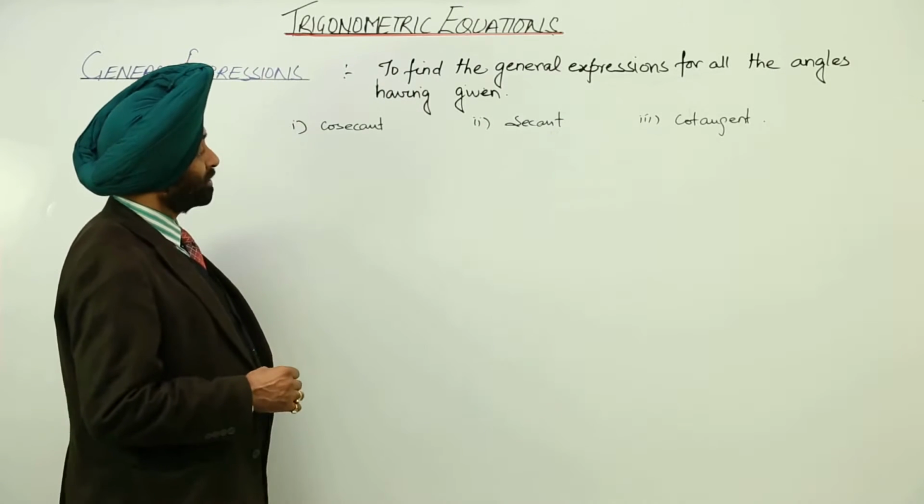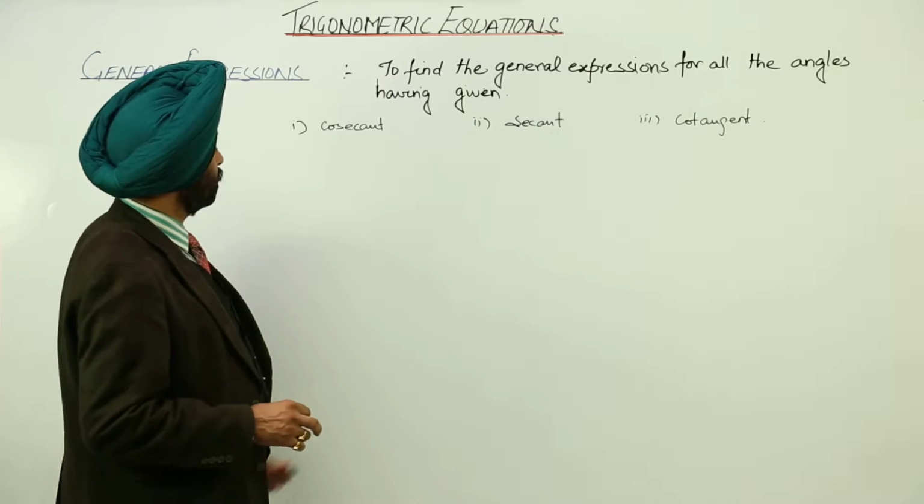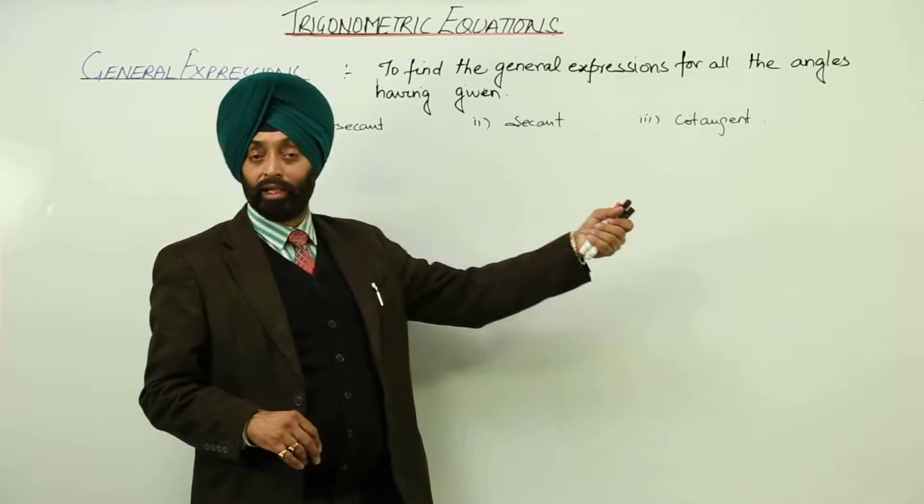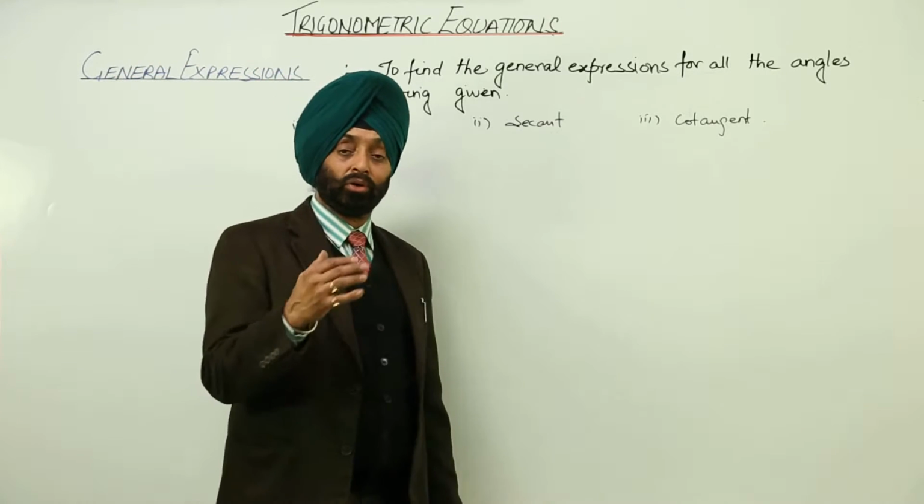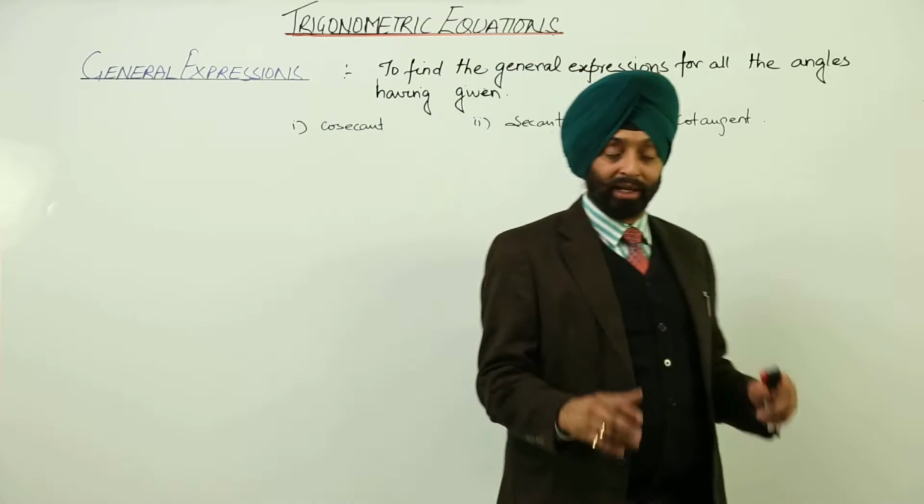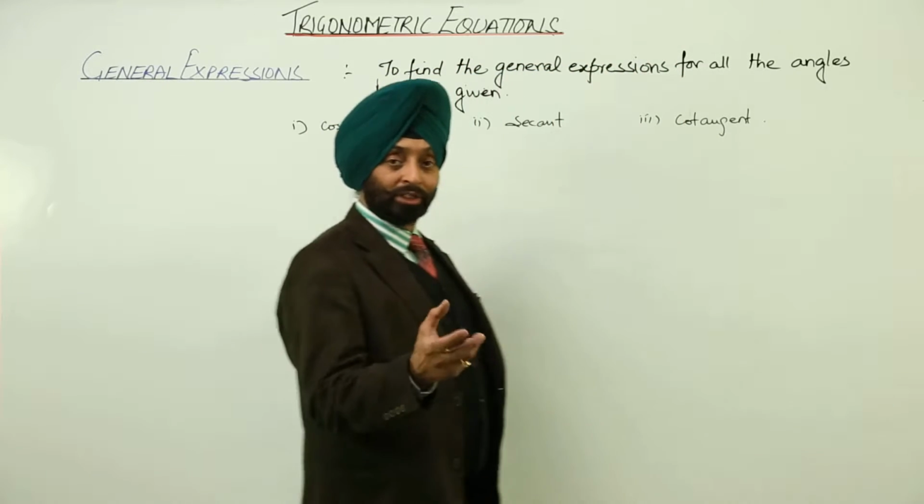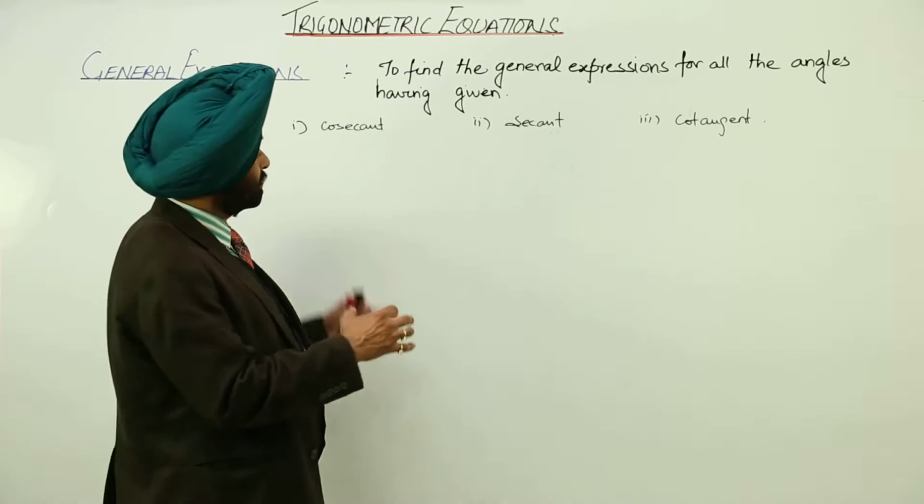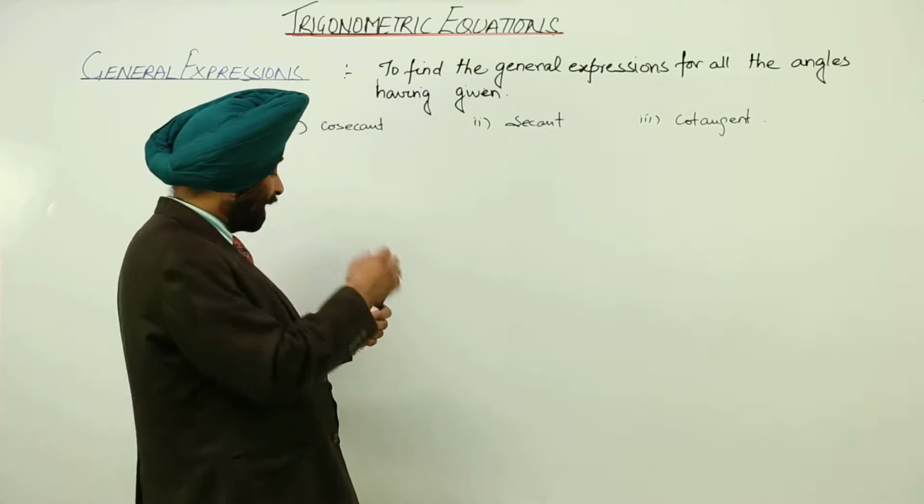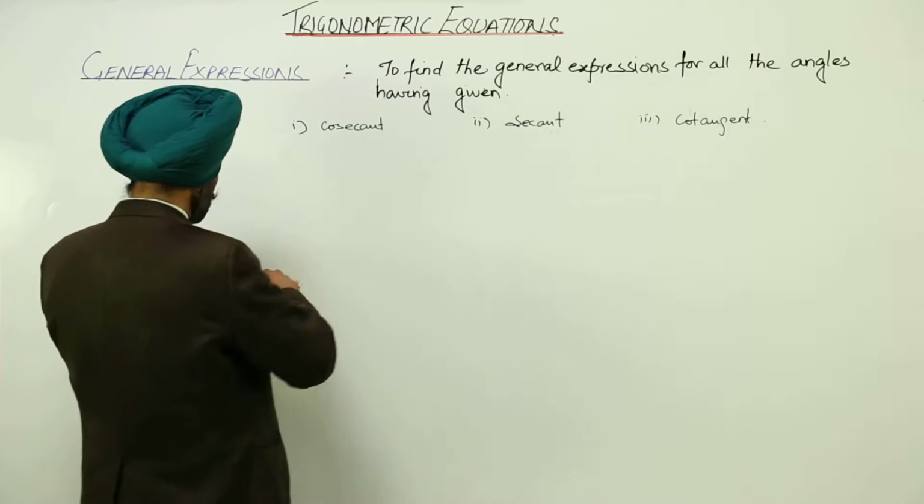Next is to find the general expression for all the angles having given cosecant, secant and cotangent. Now we have already gone through the sine, cosine and tangent. So based on these three things, we are having the same results. Now let's check it.